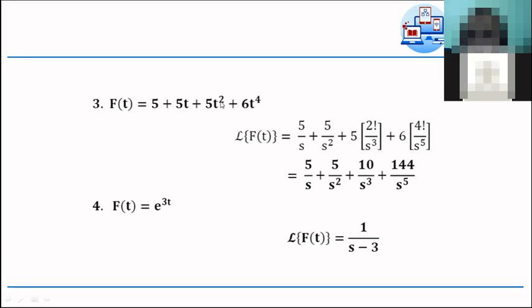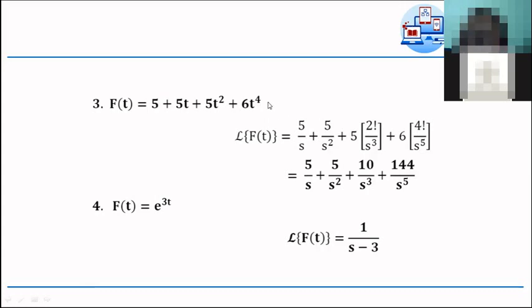T squared is the same as formula number 3: t raised to n is equal to n factorial all over s raised to n plus 1. So n plus 1, we have 3. 2 factorial, the same as before, plus 6 times t raised to n.